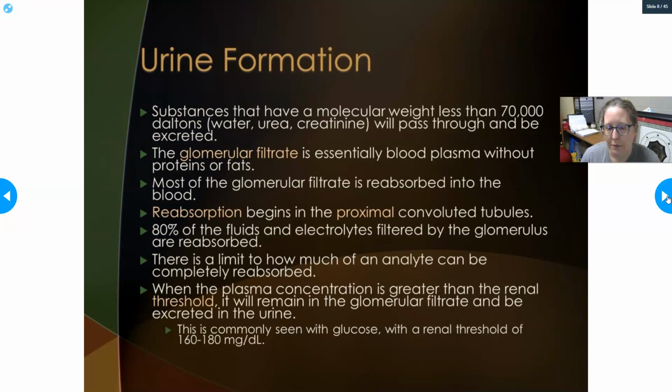If the plasma concentration of that substance is greater than its renal threshold, then that molecule will remain in the glomerular filtrate and can be excreted in the urine. A typical example is glucose. The renal threshold of glucose is about 160 to 180 milligrams per dL, meaning if you have, let's say, a blood sugar of 200 milligrams per dL, which is above that threshold, then only glucose up to 160, 180 can be reabsorbed, anything beyond that is going to be excreted, so then you can start seeing glucose showing up in the urine.